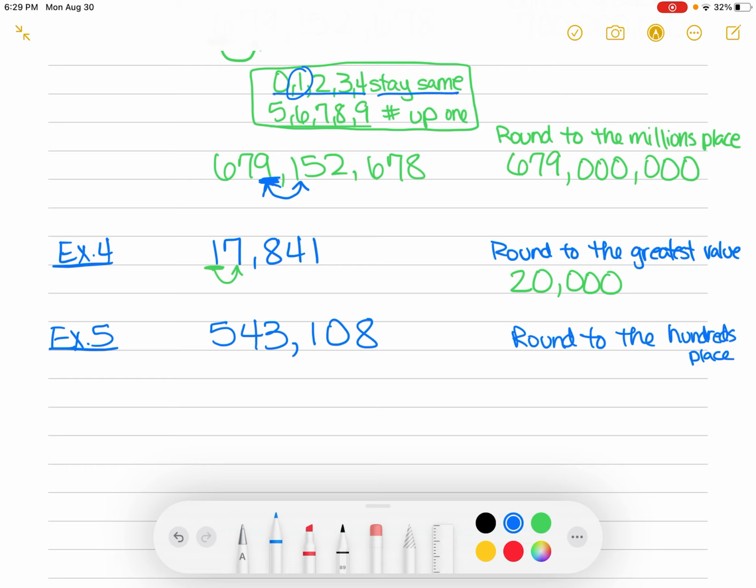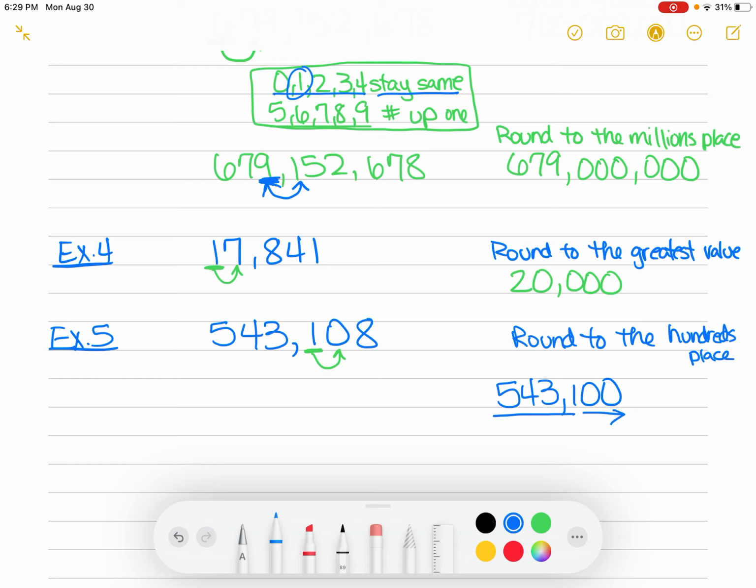Okay, so you should have underlined that hundredths place. Look to the right, and that 0 tells me that it's going to stay the same. So my answer is going to be 543,100. So all those numbers before stayed the same. The only ones that changed to zeros are the ones after it.